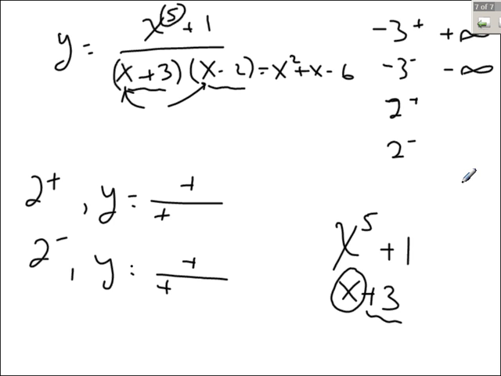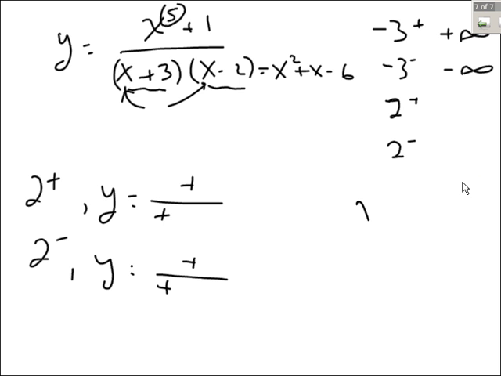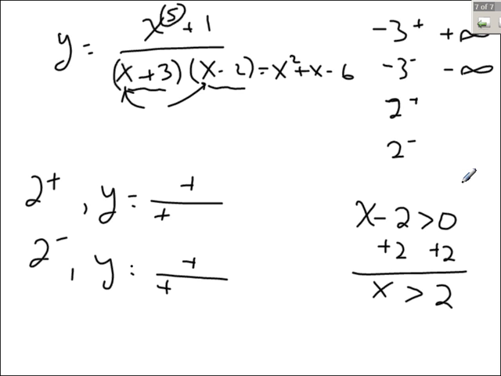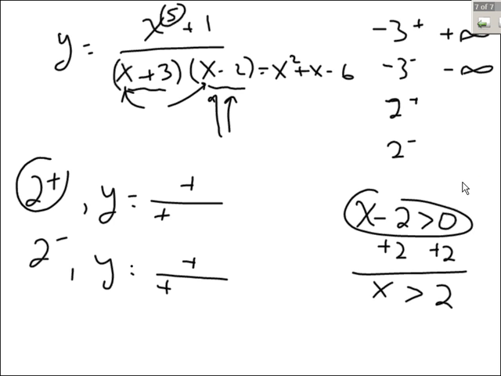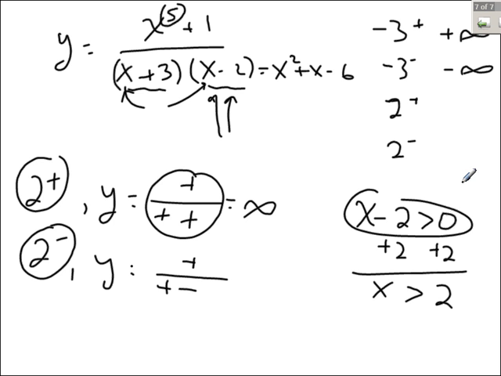x minus 2. What's going on with x minus 2? Well, that one's going to depend on if you're a little bit more than 2 or a little bit less than 2. If x is more than 2, then x minus 2 will be positive. Otherwise, that is, if it's less than 2, it'll be negative. This overall sign is positive. This overall sign is negative.